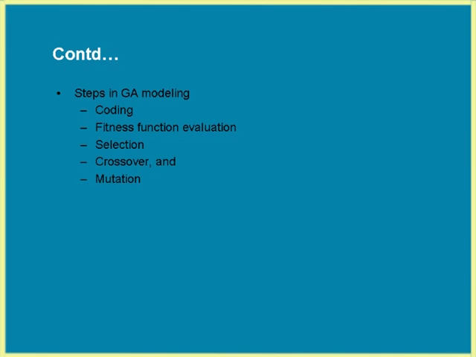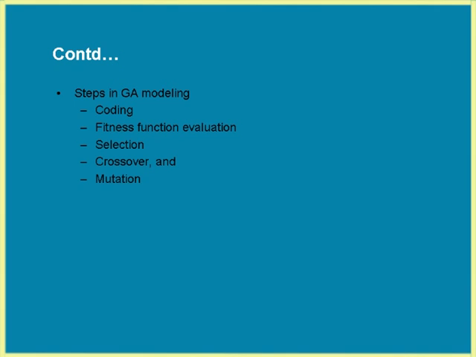These are the five important steps we have to follow in GA. First is coding, then fitness function evaluation, then select the parents, then cross the parents to get a child, then do the mutation for the child, and this child in turn again becomes a parent. It is this simple technique that has arrived.